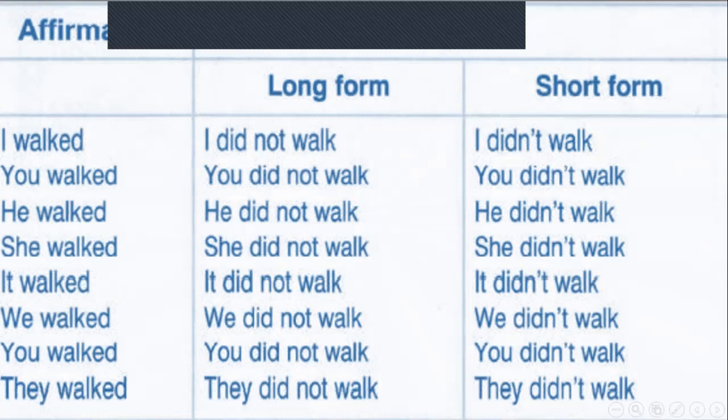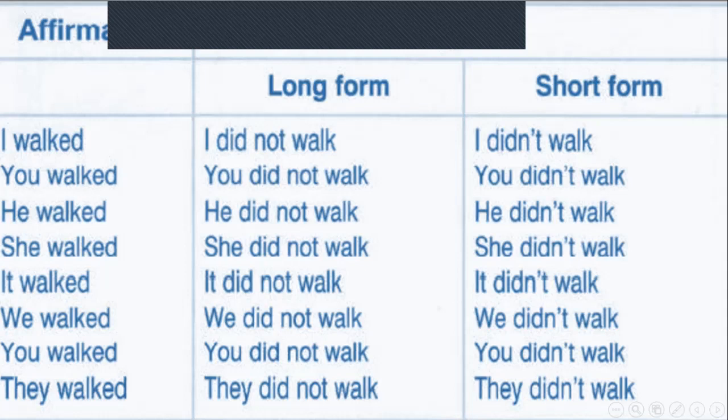Affirmative sentence, like I walked. Look here, if I want to make it negative, I did not walk. This is the long form. I did not walk. If I want to make short form, negative short form, we can say I didn't walk. Again, I didn't walk.